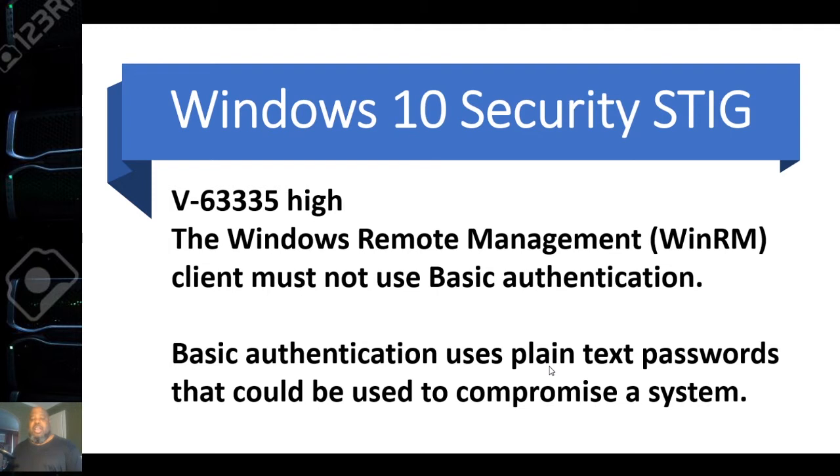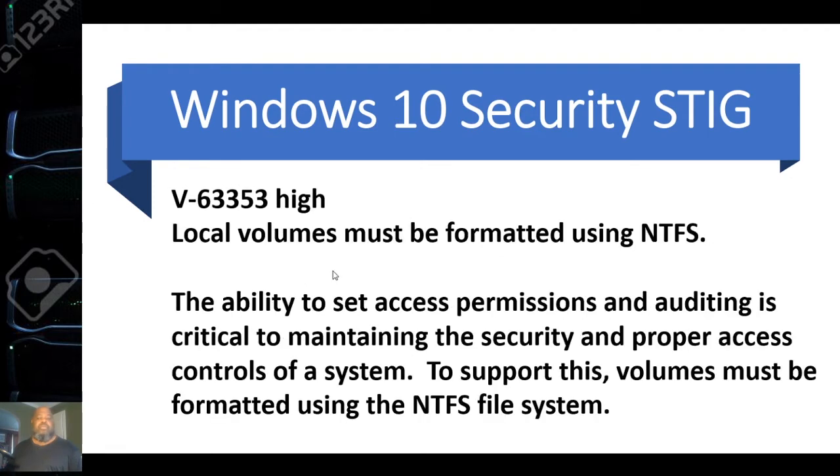63335, high. The Windows Remote Management (WinRM) client must not use basic authentication. Basic authentication uses plain text passwords that could be used to compromise the system. 63353, high. Local volumes must be formatted using NTFS. The ability to set access permissions and auditing is critical to maintaining the security and proper access control of the system. Local volumes must be formatted using the NTFS file system.